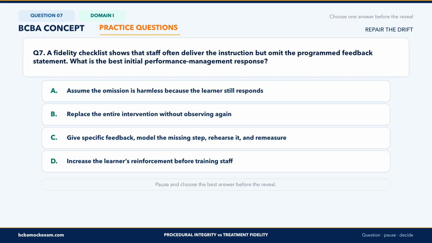Question 7. A fidelity checklist shows that staff often deliver the instruction but omit the programmed feedback statement. What is the best initial performance management response? A. Assume the omission is harmless because the learner still responds. B. Replace the entire intervention without observing again. C. Give specific feedback, model the missing step, rehearse it, and remeasure. D. Increase the learner's reinforcement before training staff. Hold the labels for a moment. Match the evidence to the options.